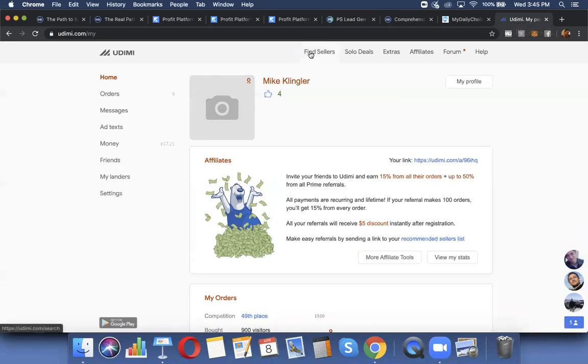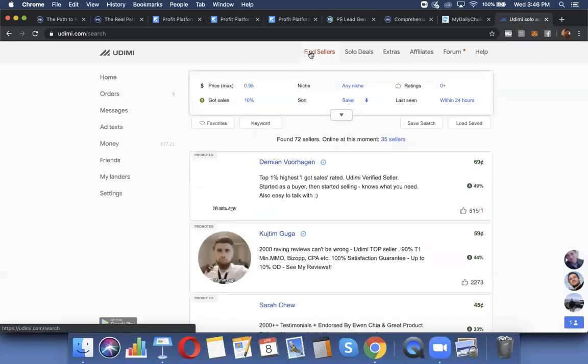So you get a free account. You can get a free account at the link below. And then you can kind of shop around. And when you're ready to actually purchase a solo ad, you purchase from a seller. Udimi connects sellers to you, if you want to drive traffic. And again, this is just one of many options, but it's one of the easiest ways to drive traffic.